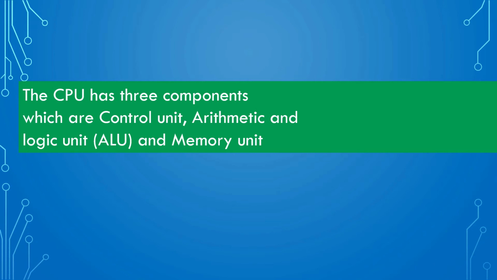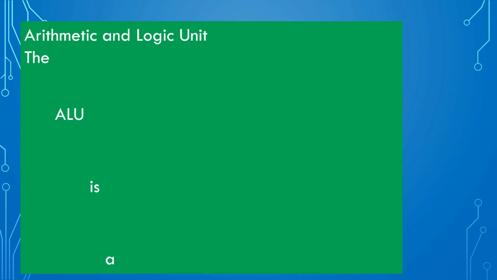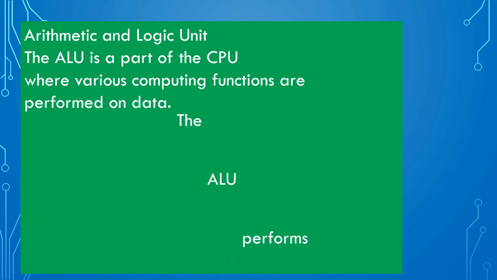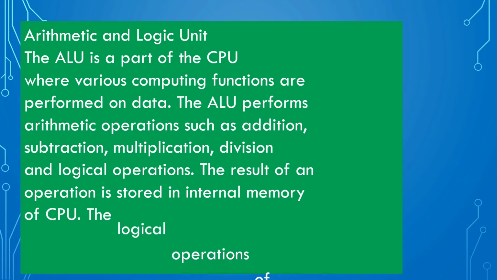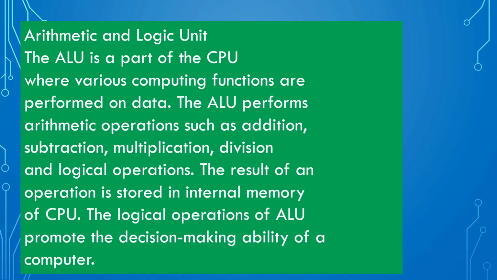First we can see what the arithmetic and logic unit is. From the word itself we can understand arithmetic. Yes, it performs arithmetic operations such as addition, subtraction, multiplication, division, and logical operations. Logical operation means Boolean values, that means either true or false. After it performs the arithmetic or logical operation, it stores the information in the internal memory of the CPU.